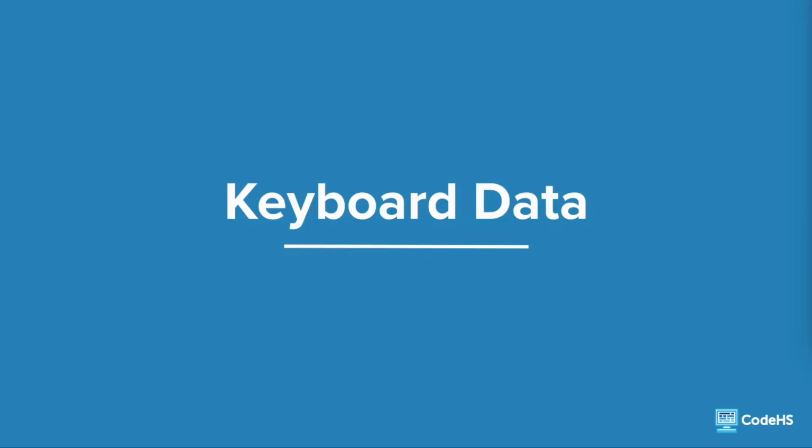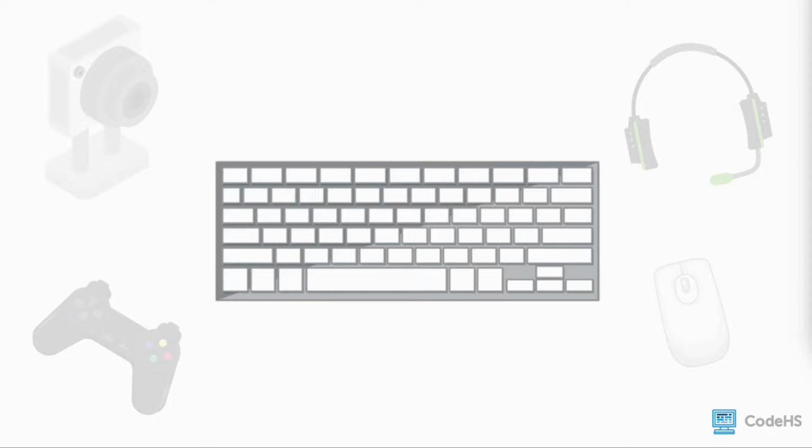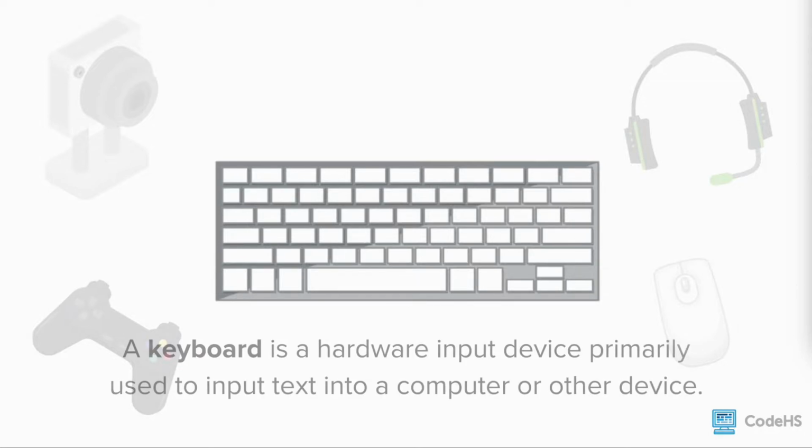Hi, in this lesson, you will learn how to use keyboard data to create interactive sketches. One way that humans can interact with a computer is by pressing keys on a keyboard. A keyboard is a hardware input device primarily used to input text into a computer or another device. P5.js can detect a key being pressed and which key is being pressed.